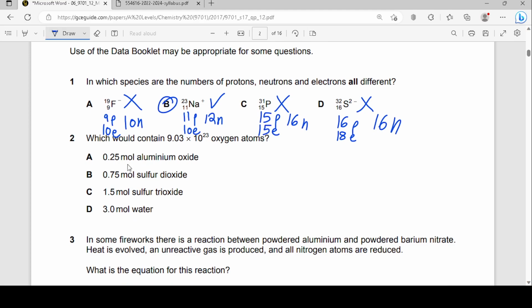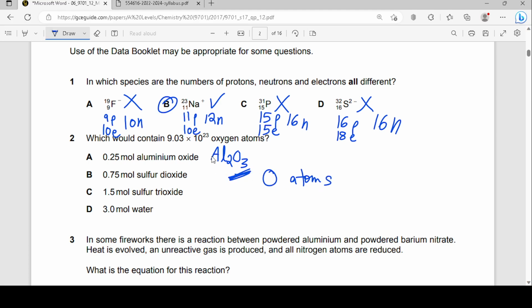And next question, which would contain 9.03 into 10 to the power of 23 oxygen atoms. Okay, so we have 0.25 moles of aluminium oxide. So aluminium oxide is Al2O3, right? So for 1 mole of aluminium oxide, we have 3 atoms of oxygen, right? So it means that for every 1 mole of aluminium oxide, we have basically 3 moles of oxygen atoms, right?